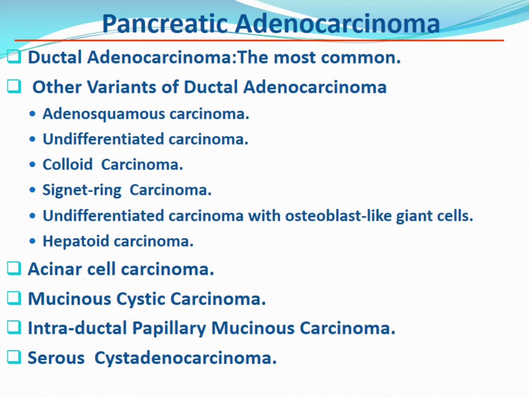Pancreatic adenocarcinoma, the ductal adenocarcinoma of the pancreas, is the most common tumor. The other variants are adenosquamous carcinoma, undifferentiated carcinoma, colloid carcinoma, signet ring carcinoma, undifferentiated carcinoma with osteoclast-like giant cells, and hepatoid carcinoma. The others include acinar cell carcinoma, mucinous cystic carcinoma, intraductal papillary mucinous carcinoma, and serous cystadenocarcinoma.